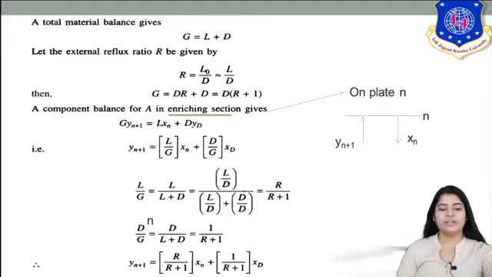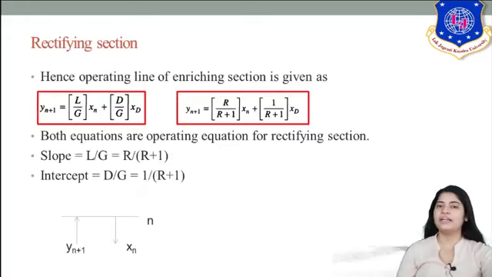What you did here: Yn plus 1 is equal to L by G into Xn plus D by G into XD. So your final equation is Yn plus 1 is equal to R upon R plus 1 Xn plus 1 upon R plus 1 XD. Now you can see how the mathematical equations have been done. You are representing your whole equation in the form of reflux ratio. So hence the operating line of the enriching section is what? You have to remember these two equations, right?